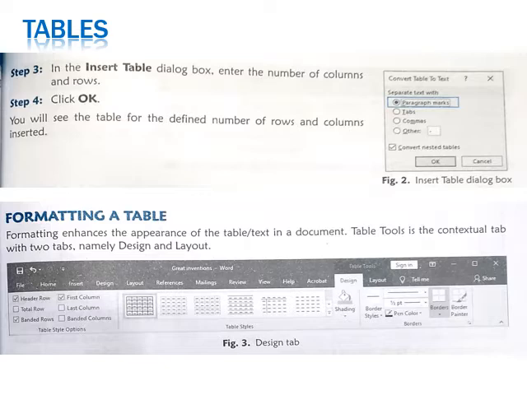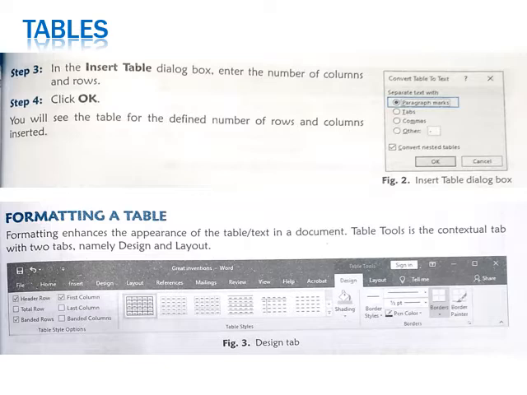Step 3, in the insert table dialog box, enter the number of columns and rows. Now this is also possible in case if you want to insert any specific number of rows and columns, that can be done by mentioning it. And then you click OK. You will see the table for the defined number of rows and columns. So this way you can simply have a table in your document.